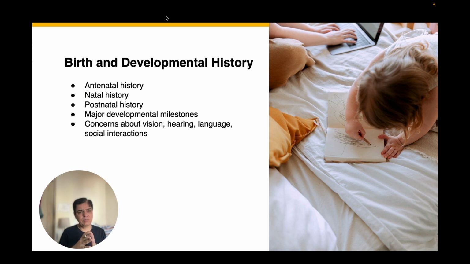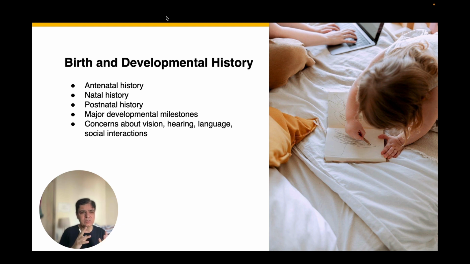Natal history: you ask whether this baby was a term or a preterm birth, whether it was a cesarean section or normal, and if it was a cesarean section, whether elective or emergency. If it was an emergency one, what was the emergency? Then when the baby was born, did he stay in the NICU, or have any problems, for example a low APGAR score, or need some form of resuscitation, or antibiotics, things like that. Then you also ask about major developmental milestones.